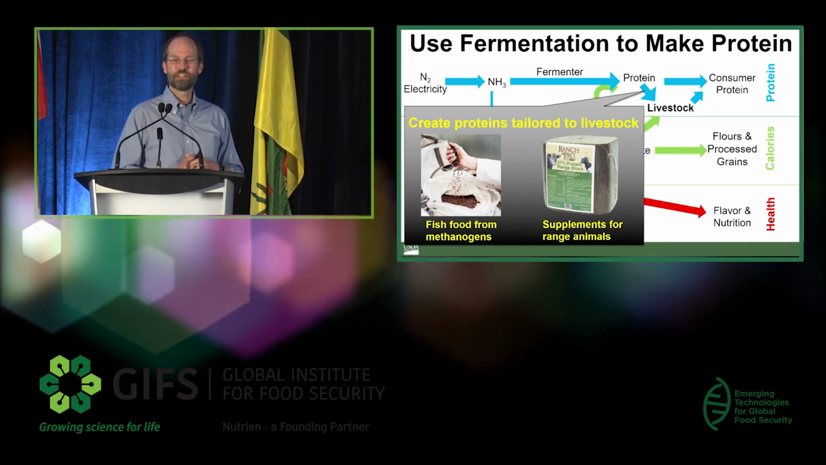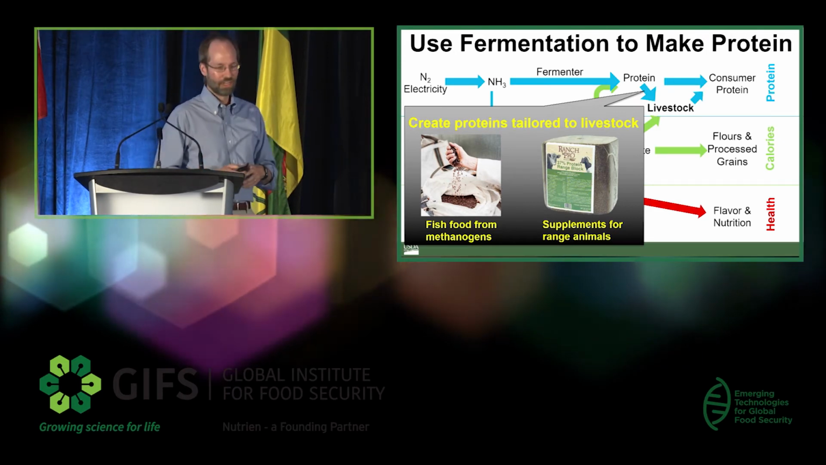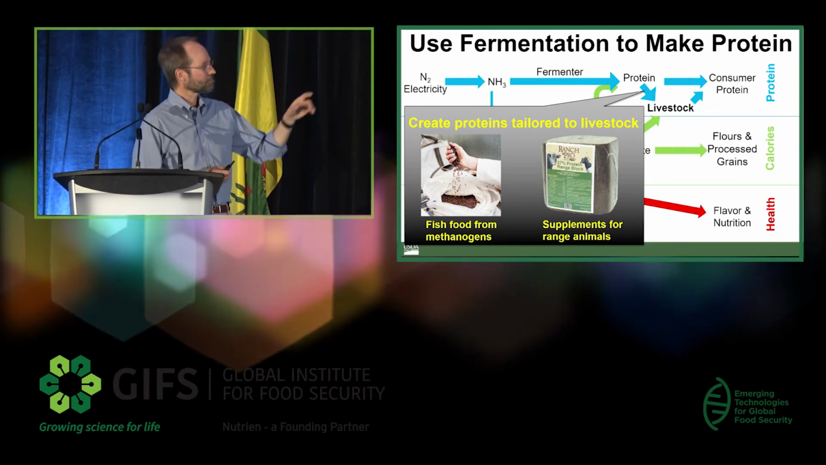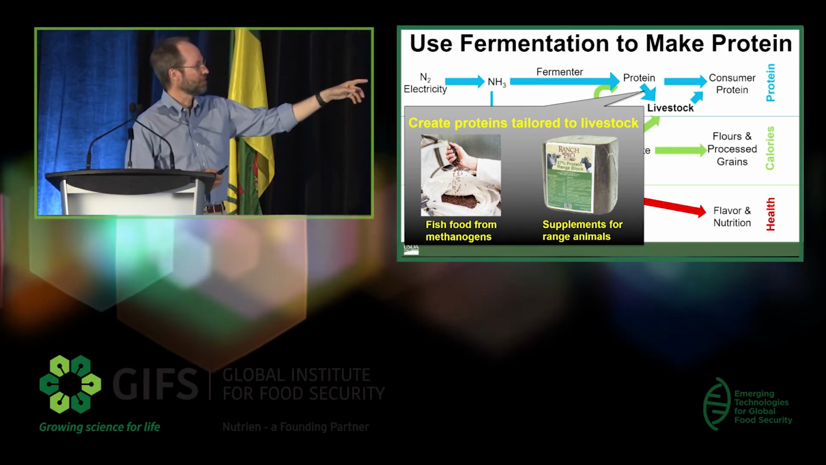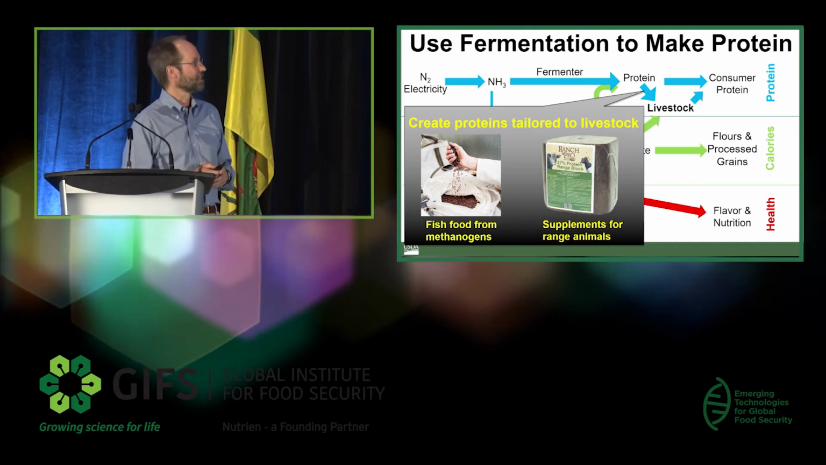Already companies are starting to create proteins that have been tailored to livestock. One company is producing proteins for fish food in terms of methionine, and other companies are starting to produce protein supplements that can be fed to range animals.